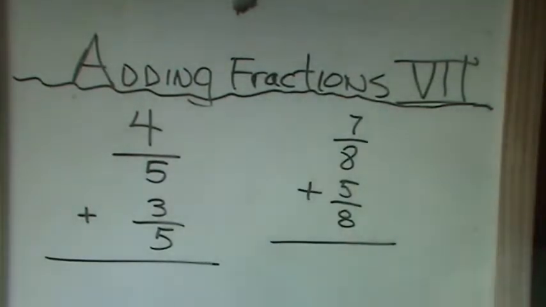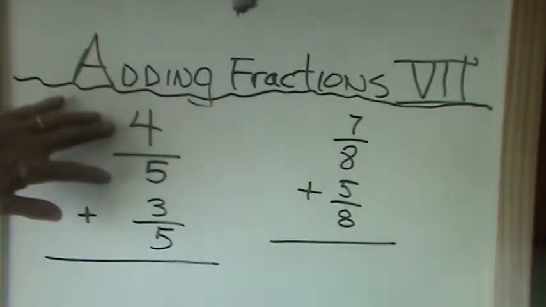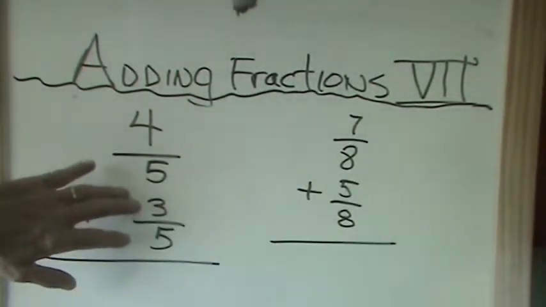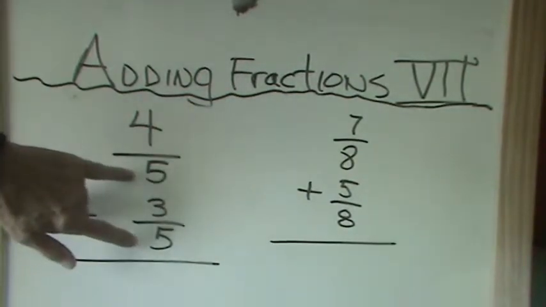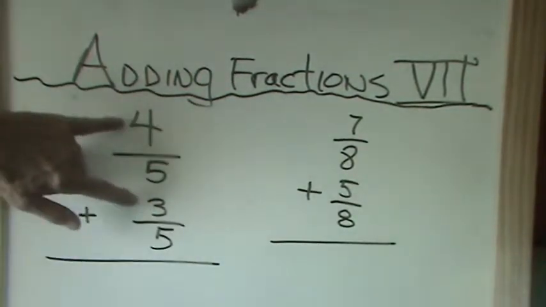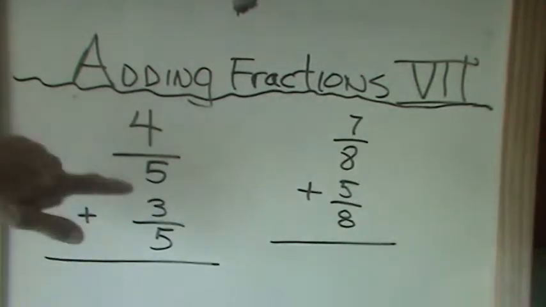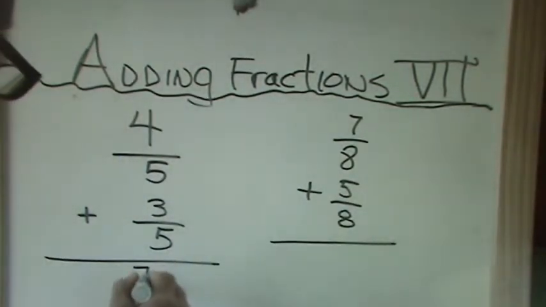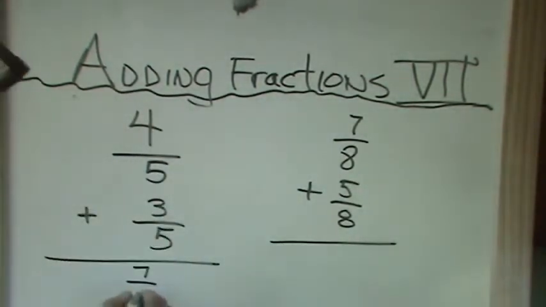Let's take a look at this kind of a problem in addition of fractions. We have 4/5 and 3/5. Well, the denominators are the same, so we know we just have to add the numerators. Well, 4 and 3 is 7, and the denominator is 5.